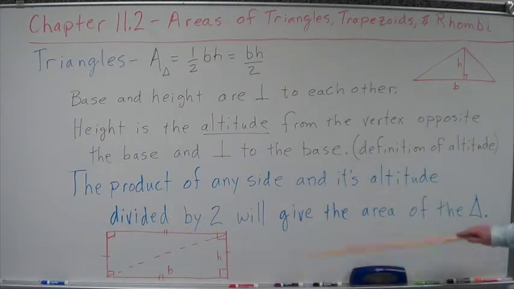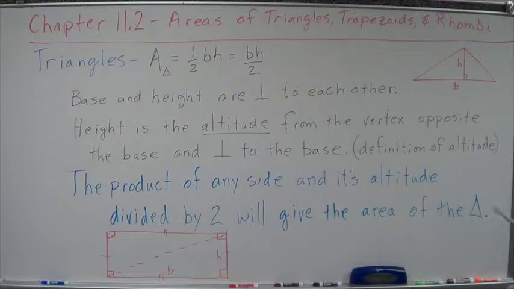The product of any side and its altitude divided by 2 will give the area of the triangle. So you can use any side as its base, use its altitude, multiply the two, divide by 2, and get the area. It's a very simple equation. Now, sometimes you may have to use angles in order to get that altitude and that height: trig ratios, the Pythagorean theorem, whatever else. Because you're using the altitude, it automatically lends itself to the Pythagorean theorem, since you're dividing that triangle into two right triangles.